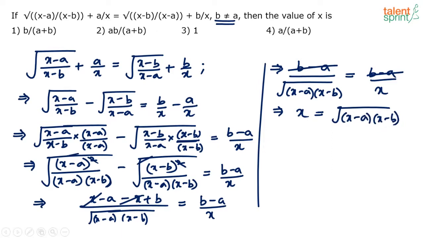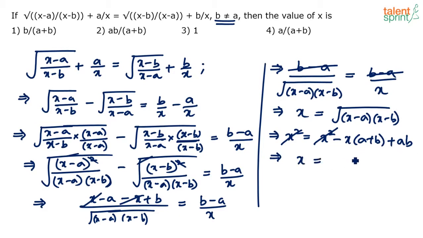Now square on both the sides and you simplify. So x squared equals, squaring on both the sides, x minus a into x minus b. That will give you what? x squared minus x times a plus b plus ab. So x squared and x squared gets cancelled. Finally we will have x into a plus b equals ab. So x into a plus b equals ab, which means x will be ab by a plus b.